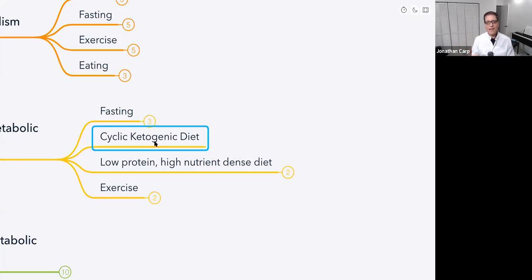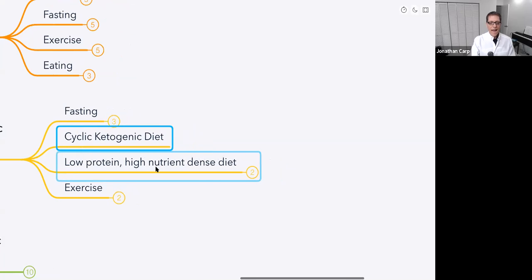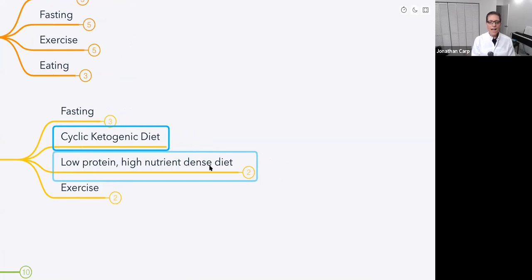So cyclic means that you go in and out of ketosis, and this is going to allow you to maintain metabolic flexibility and not lose the ability of your body to burn sugar. We want your body to be able to learn to burn both. And the next is a low protein, high nutrient dense diet.